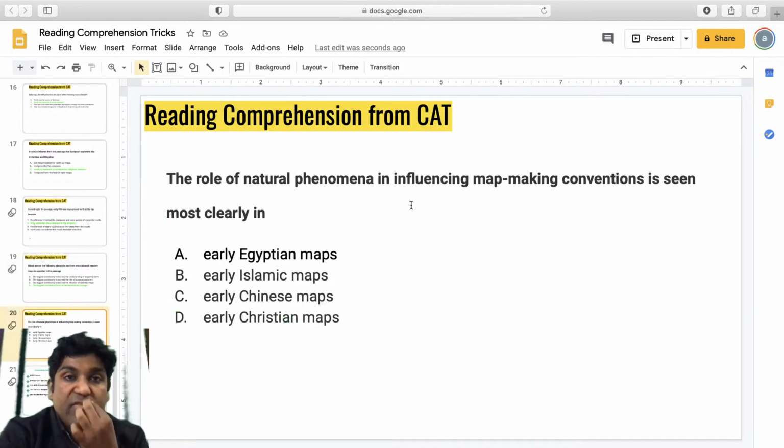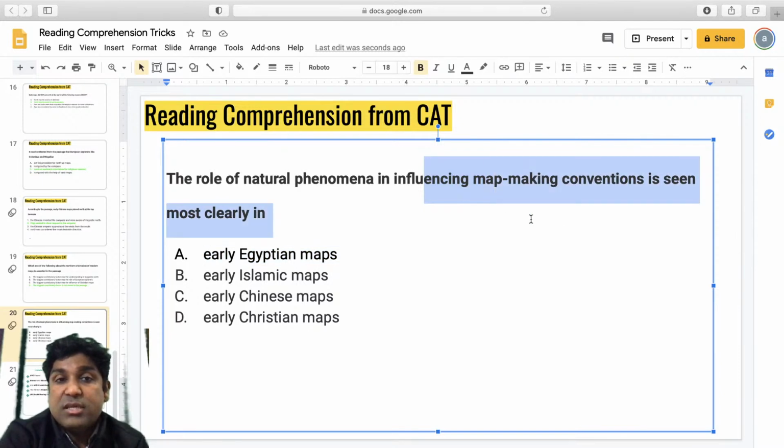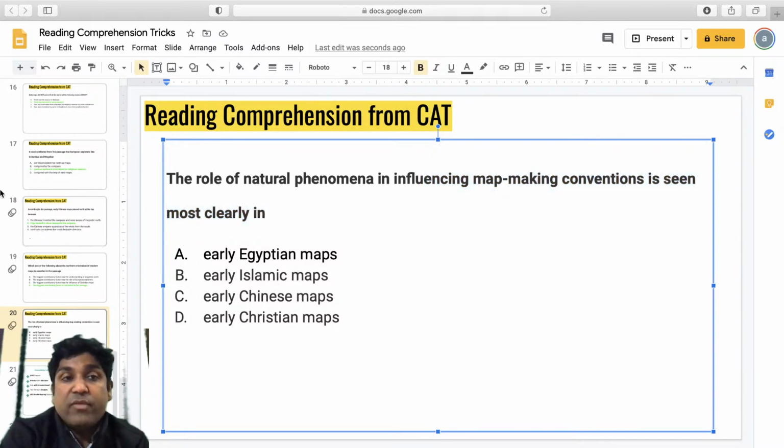Then the next question is the role of the natural phenomenon in influencing map making convention is seen. The role of the natural phenomenon in influencing map making convention.